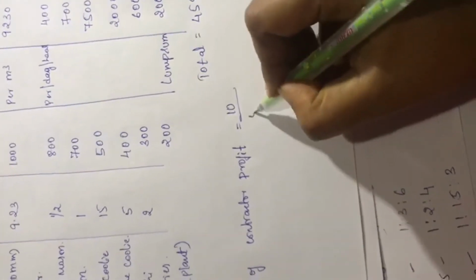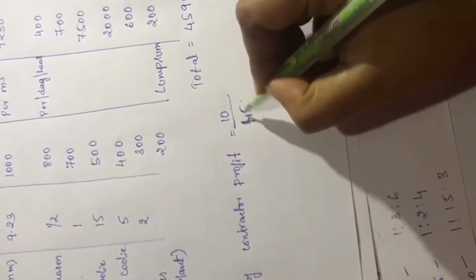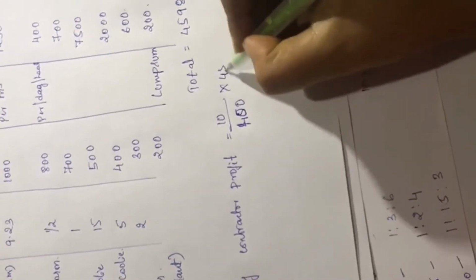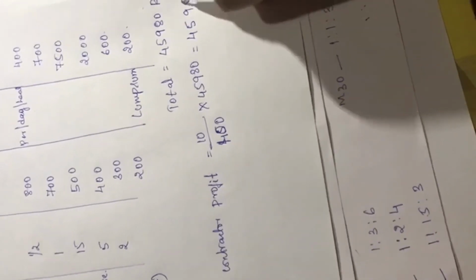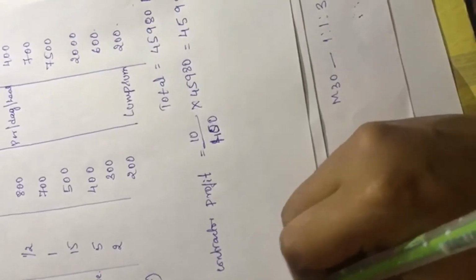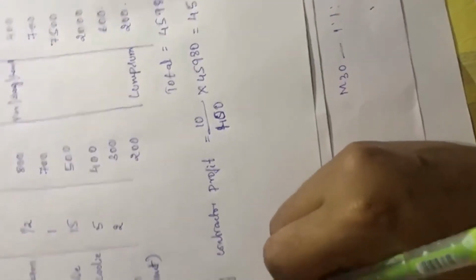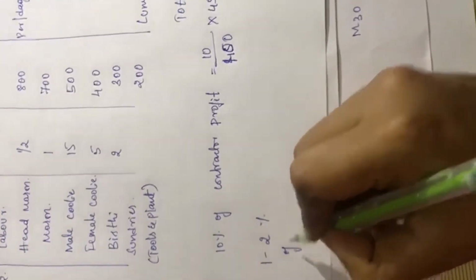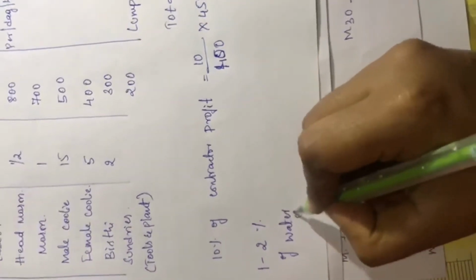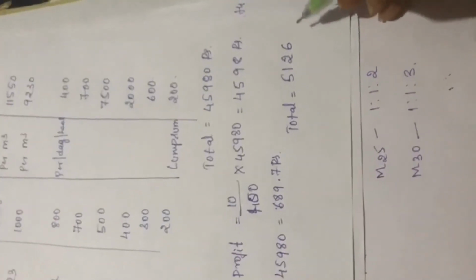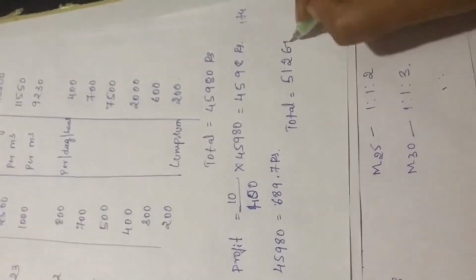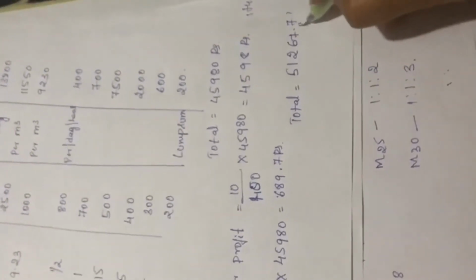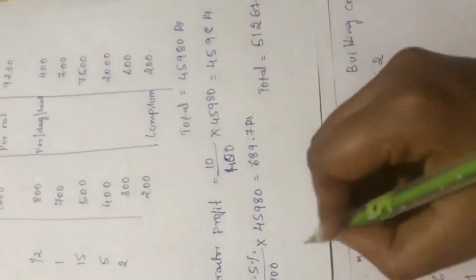4,598 rupees. And also we have to add 1 to 2% water charge. I'll consider 1.5% divided by 100 into 45,980 rupees. Approximately it will give 689.7 rupees. And the total cost is 51,267.77 rupees.